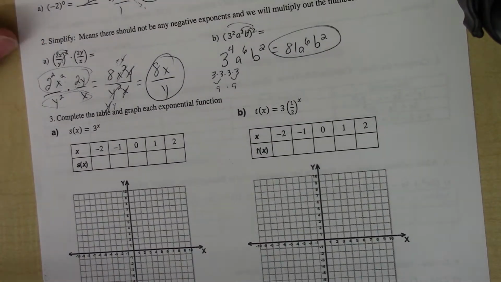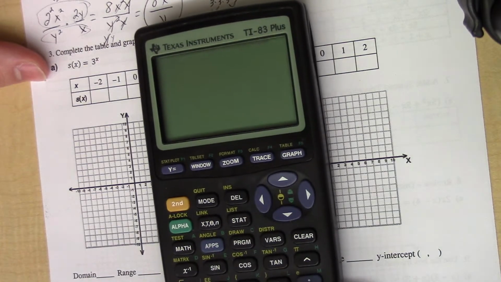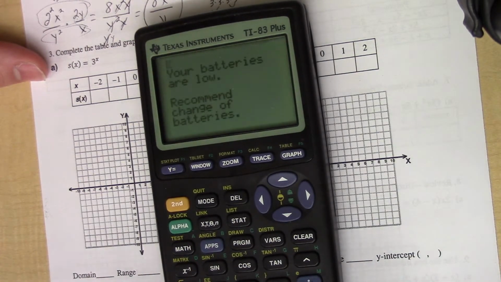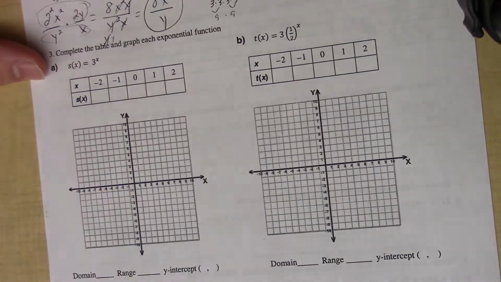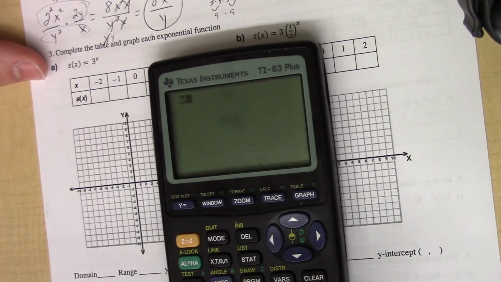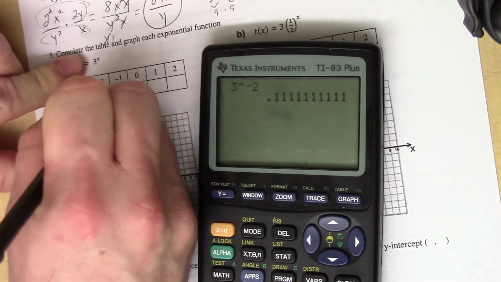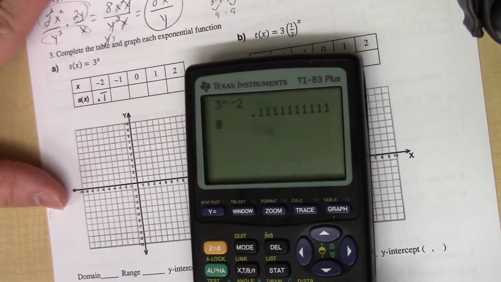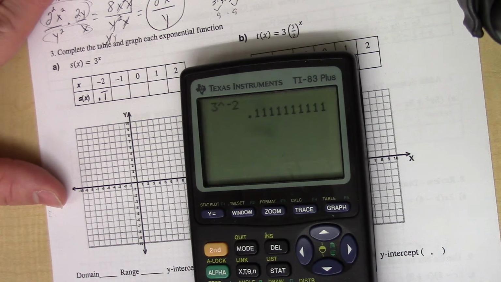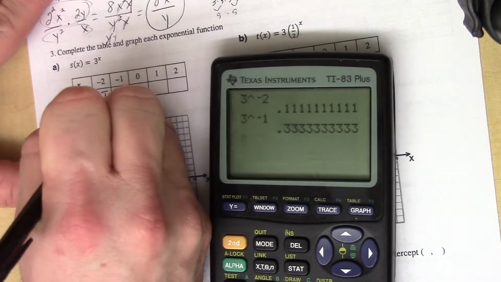So on the next part, you're just going to plug it in. So for 3 to the x power, and to plug in all those numbers, I would go, oh, of course I grab a calculator that's dying. Let's try a new one. Okay. All right, so I go 3 to the power of negative 2. And I get 0.1 repeating. Okay, so I write 0.1 repeating in there. Okay, if you just wrote 0.1, I'd be okay with that. And then I go 3 to the negative 1 power, and I get 0.3 repeating.